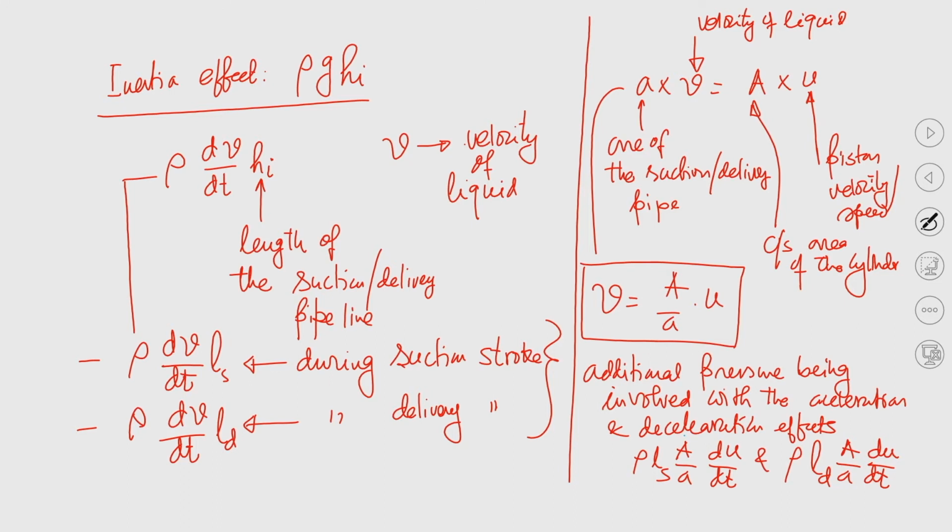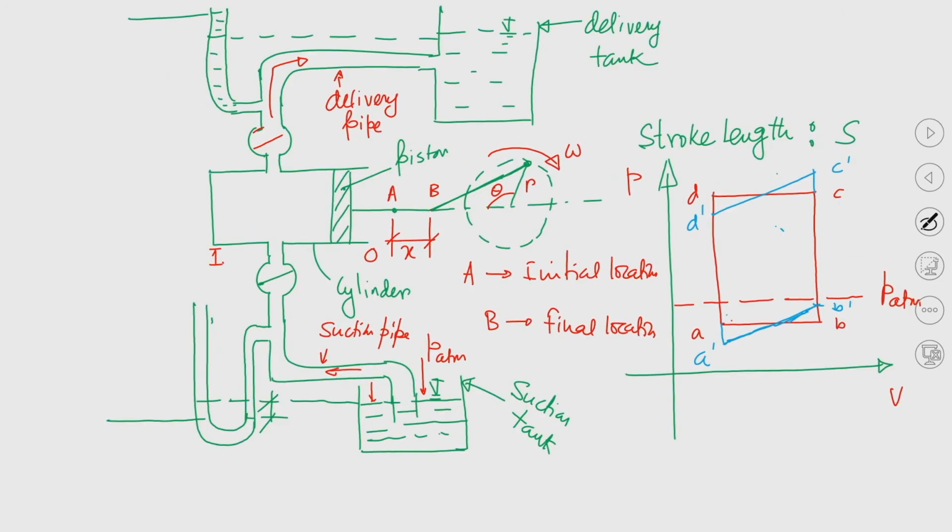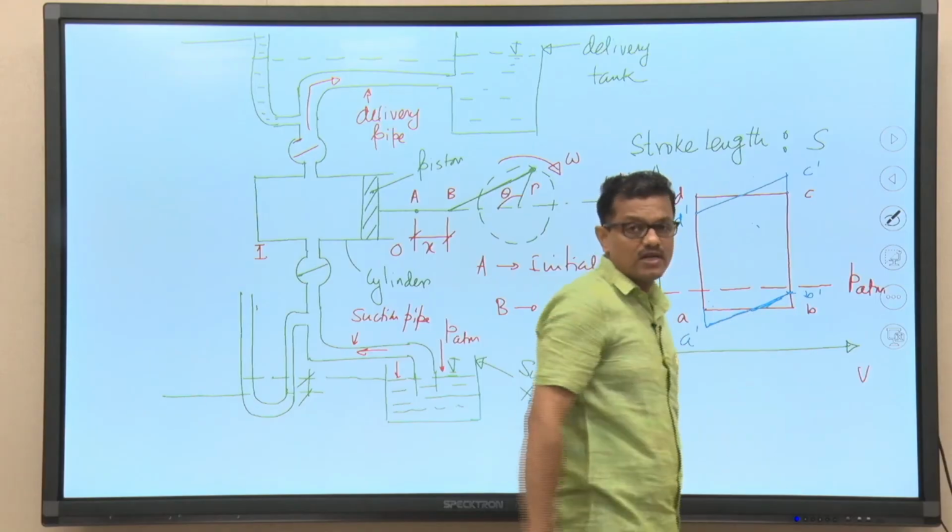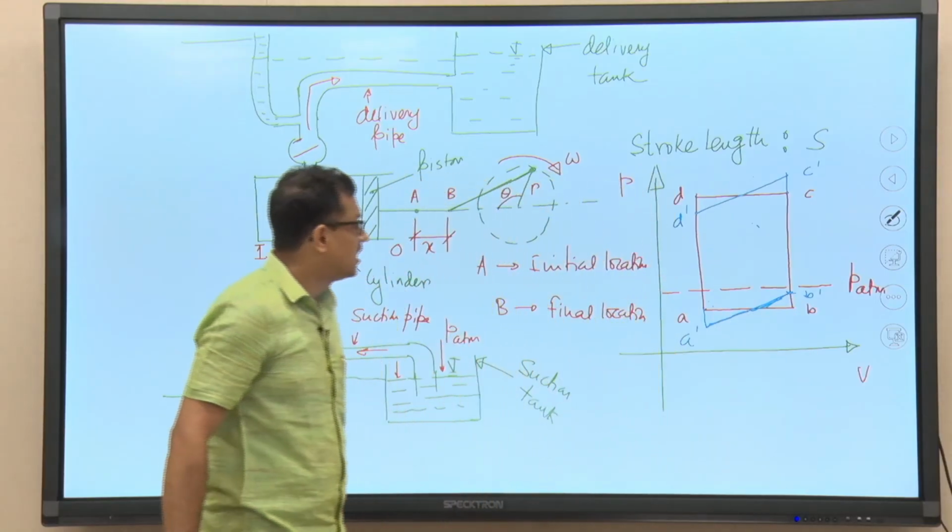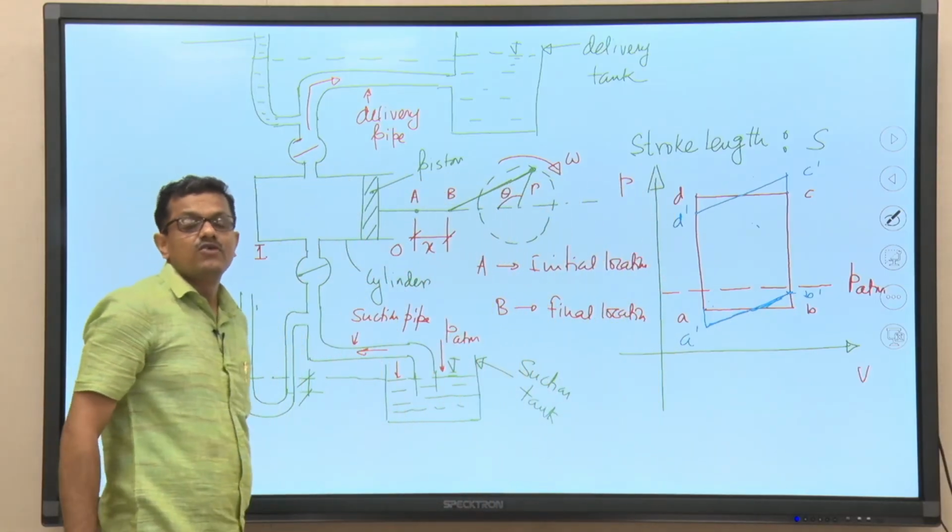So, the geometrical parameters of the system itself, the pipeline and the cylinder, the length of the suction and delivery pipe, as well as the velocity of the piston, which in turn will eventually depend on the piston crank speed. Okay. So, till now we have considered one important effect, that is the inertia effect. The second effect is the frictional losses.